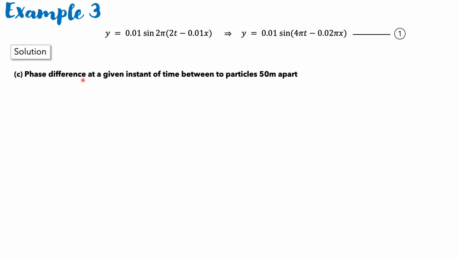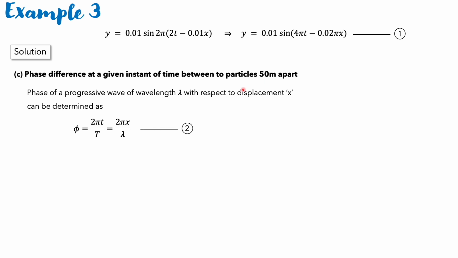Okay, example: we have to calculate the phase difference at a given instant of time between two particles which are 50 meters apart from each other. So the time is the same, there is no time difference, but these are two different particles. Between them the distance is 50 meters.